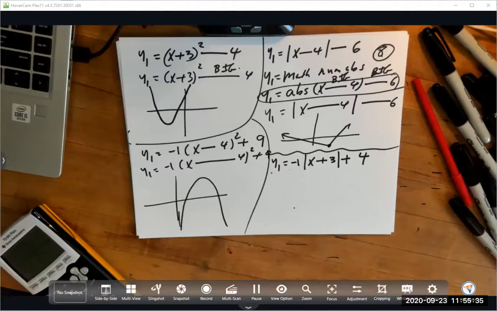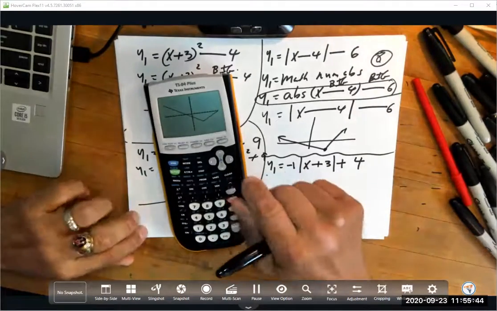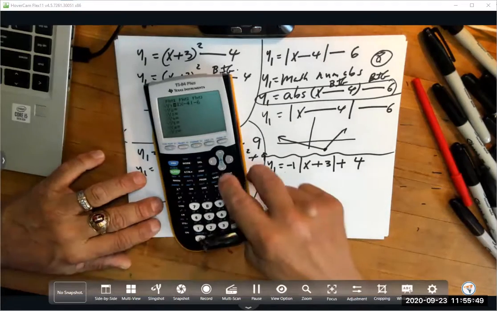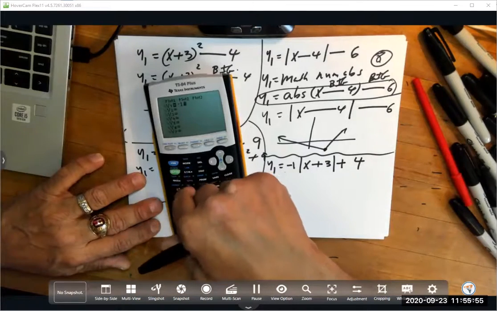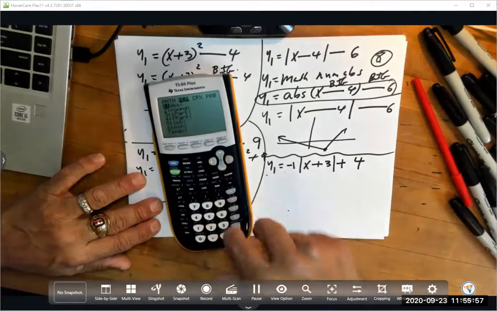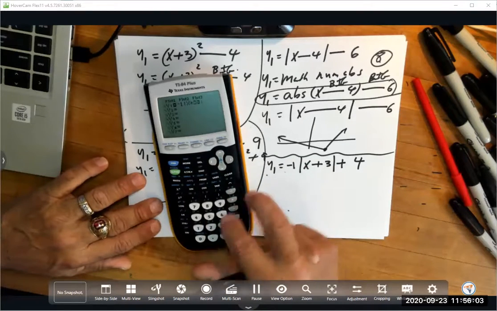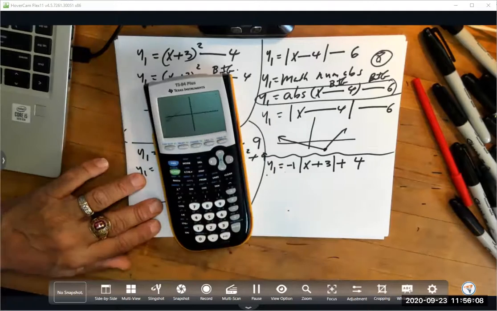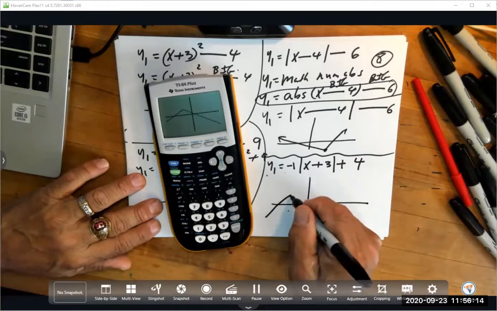Okay. So now, let me put it in my machine. I'll do mine and you do yours in a second. Clear. Okay, clear that one. -1. -1. Math. Number. Apps. X plus 3. Plus 4. And hit graph. Okay, it looks like it goes up here and back down like that.